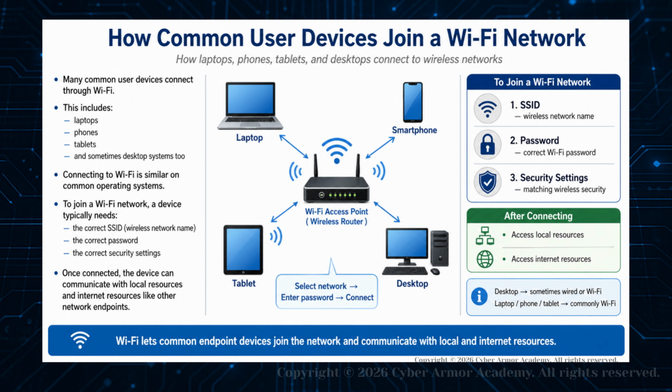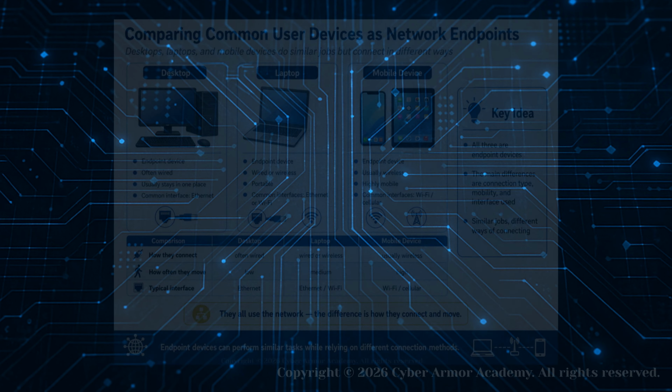Connecting a mobile device to Wi-Fi is very similar to connecting a Windows or macOS device. You select the Wi-Fi network, enter the correct password, and connect. So, at a beginner level, here is the big picture. To join a Wi-Fi network, the device simply needs the correct SSID, which is the wireless network name, the correct password, and the correct security settings. Once connected, that device can communicate with local resources and internet resources, just like other network endpoints.